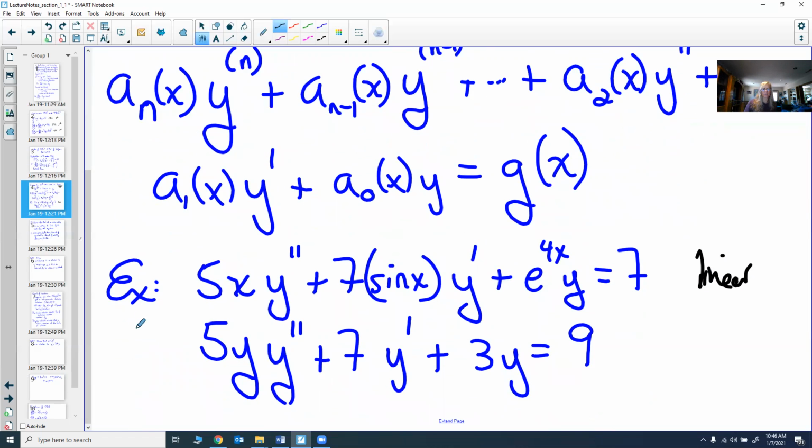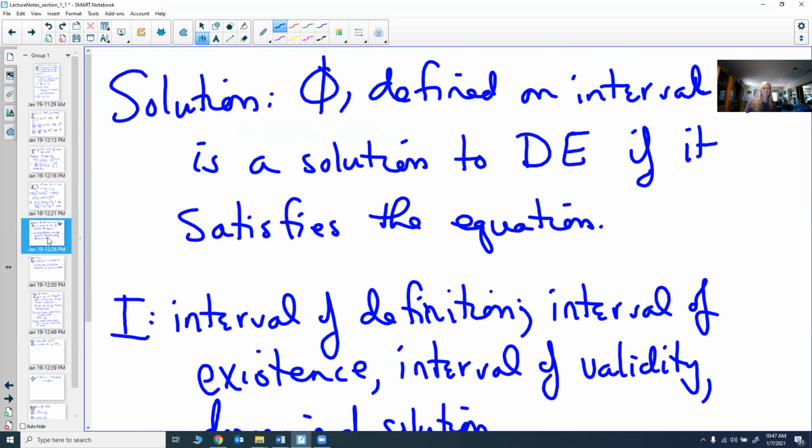This second differential equation, 5y times y double prime plus 7y prime plus 3y equals 9, looks like it's linear, but then I notice I have a y times y double prime. So I have y times its second derivative, and that makes it not linear. So this one is not linear. Whether something is linear or not depends on how we actually analyze it. That's why it's important to understand what's going on.